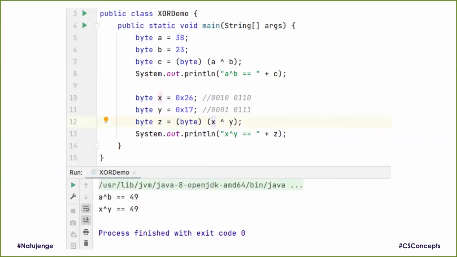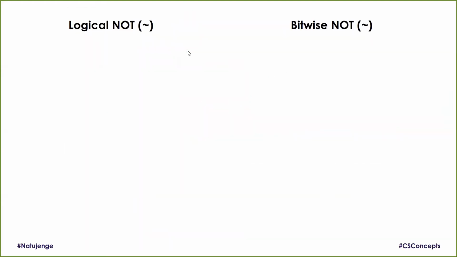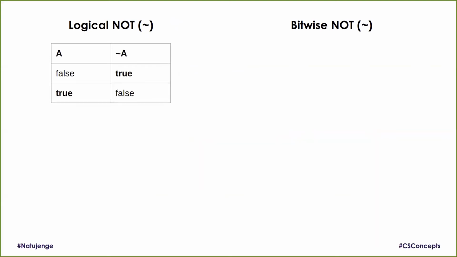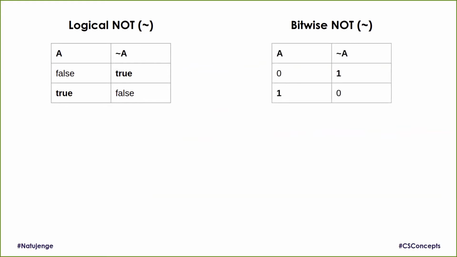So in the event you run this code that I've presented here, it's going to print 49 and the explanation is obvious. So let's look at logical NOT, and this is slightly different from the others, and the bitwise NOT. So when we have false, the logical NOT is true, and when you have true, it becomes false. Same case. When you have a 0, it becomes 1, and when you have a 1, it becomes 0. And that's what we call the ones complement.